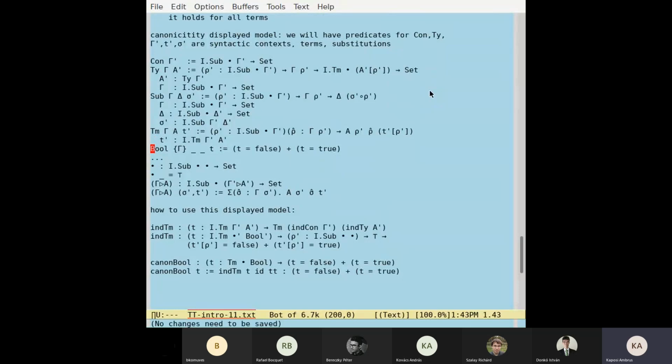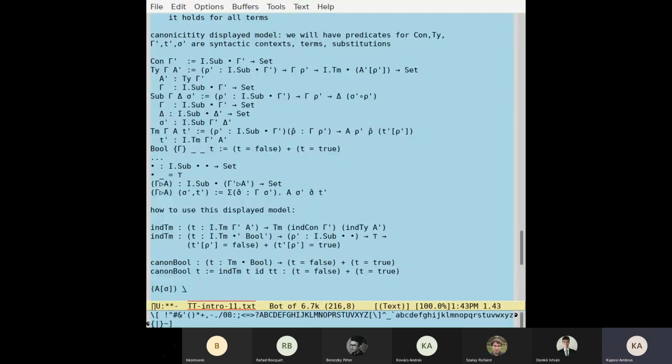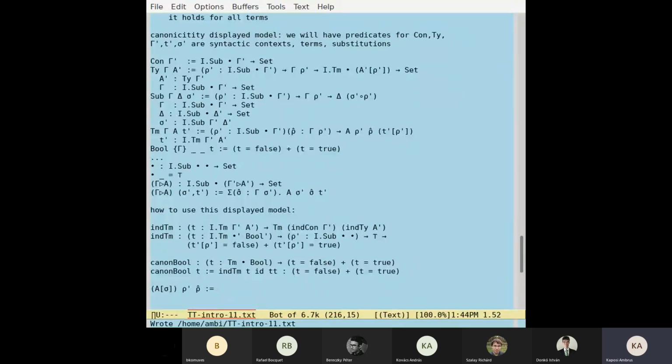Okay, and so I showed you this bool, but now let's see how to define the rest of the model. So for example, we have a substituted type. So what is the predicate for a substituted type? I have a closing substitution for which the predicate holds, and then I just say I will use the predicate for A, and now I need a new closing substitution. But the nice thing is that I have the sigma prime, which I can compose with the closing substitution rho prime, and the predicate holds for the closing substitution rho prime.